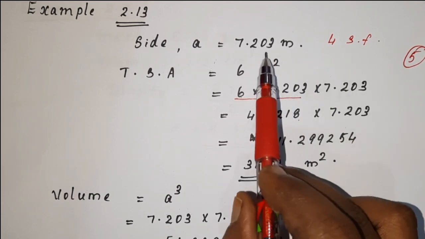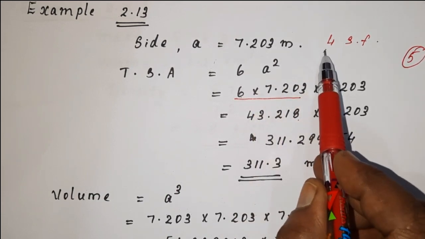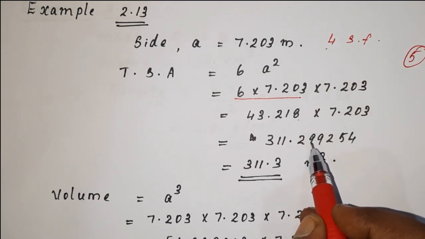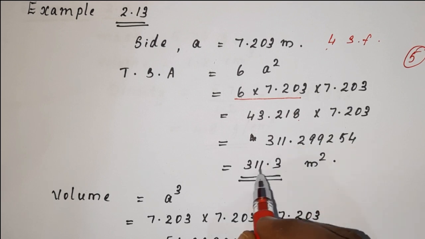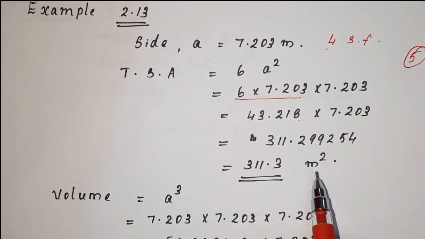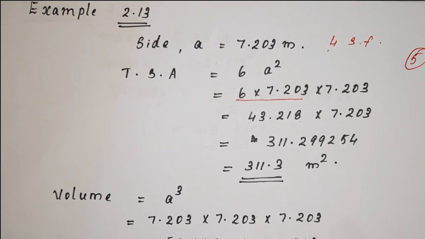So the final answer should have only 4 significant figures. So rounding up to 4, the number to be dropped is 9. Adding 1 to the preceding digit, we'll have 311.3 meters square.